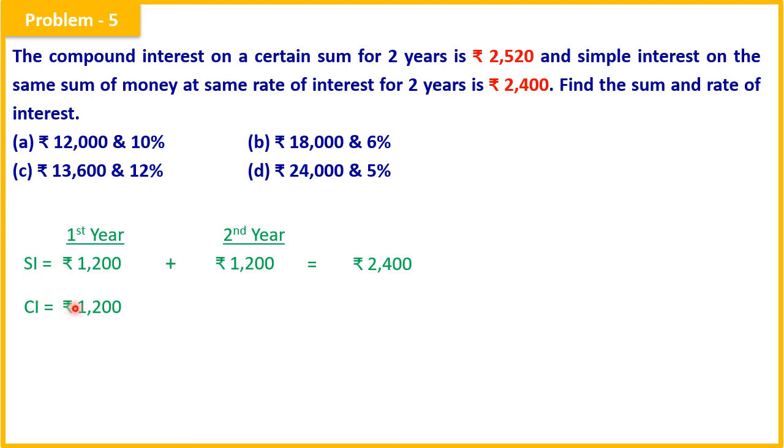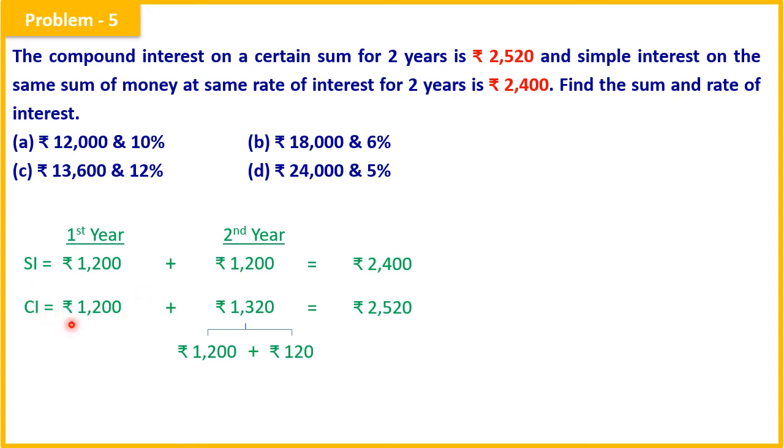So the compound interest in the first year will be 1200. The remaining interest will be received in the second year, that is 1320. Okay, now how can we split this 1320? We can write this 1320 as 1200 plus 120. From where did this extra 120 rupees come? This is nothing but interest on previous interest. It is the interest received on the 1200 rupees.